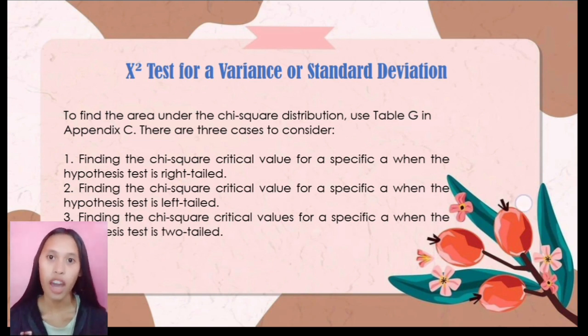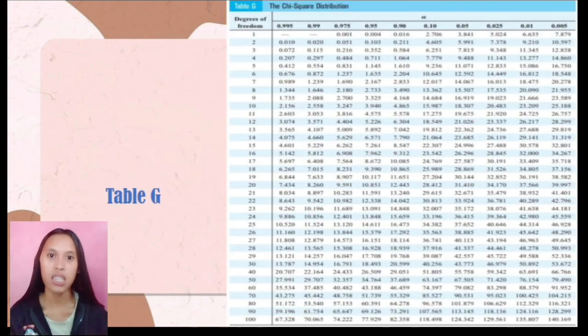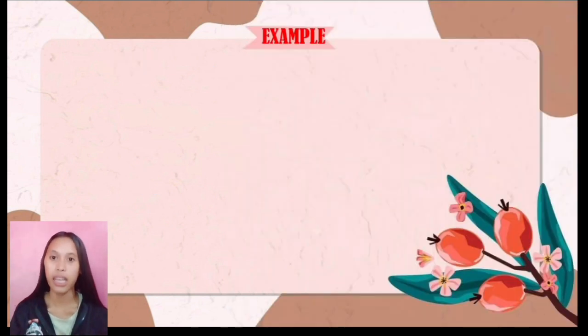First, finding the chi-square critical value for a specific alpha when the hypothesis test is right-tailed. Second, finding the chi-square critical value for a specific alpha when the hypothesis test is left-tailed. And third, finding the chi-square critical value for a specific alpha when the hypothesis test is two-tailed. Let us have an example.